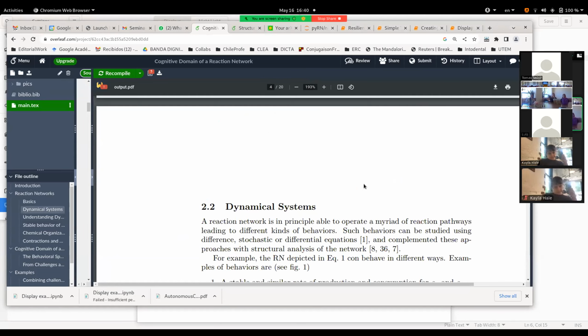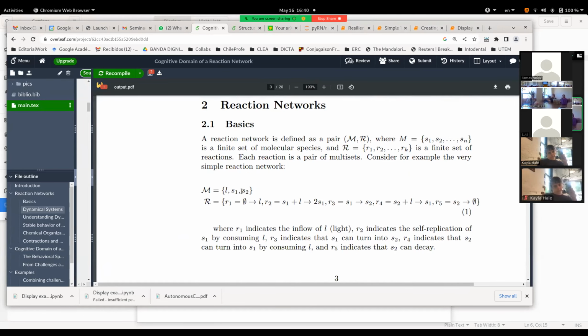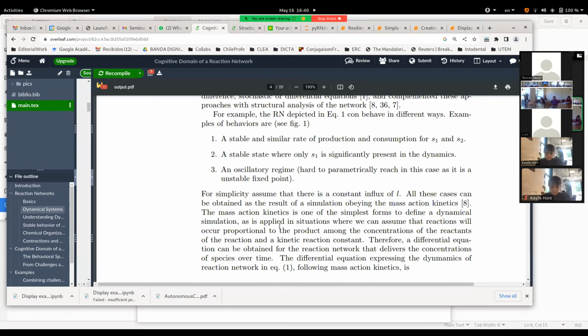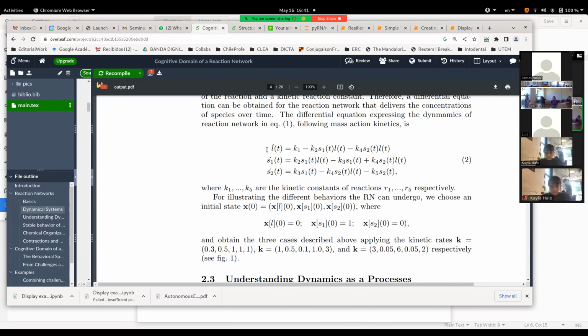Okay, so a small recap for them. This is the reaction network: 5 reactions, 3 species. And if we build the differential equations, we will get this system: the differential equation for light, for S1 and for S2.